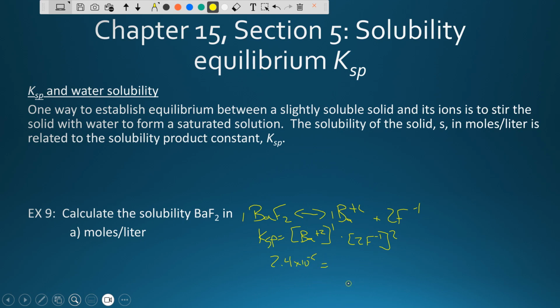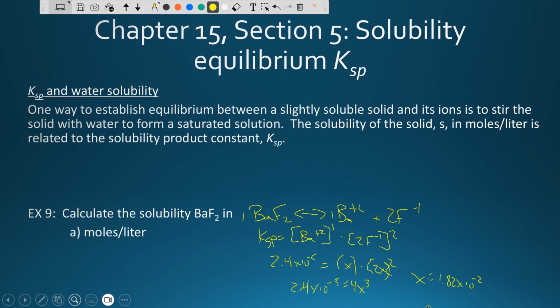That's just, again, just from the table, is going to equal x times my 2x squared. Okay, so 2.4 times 10 to the negative 5 is going to equal 4x cubed. X then is going to equal 1.82 times 10 to the negative 2.